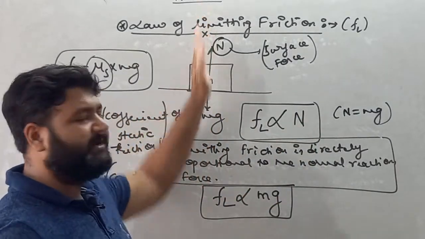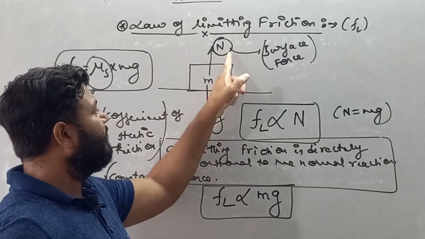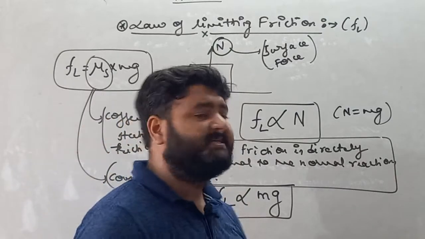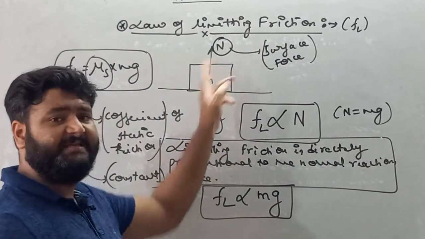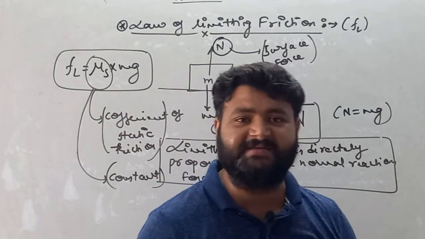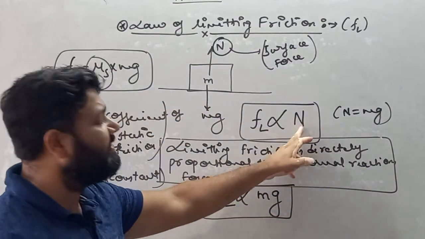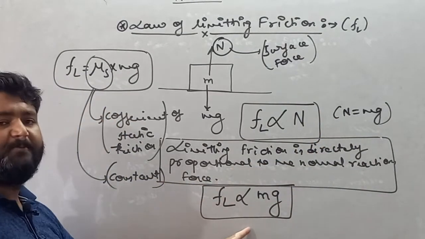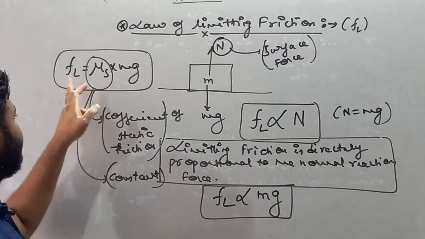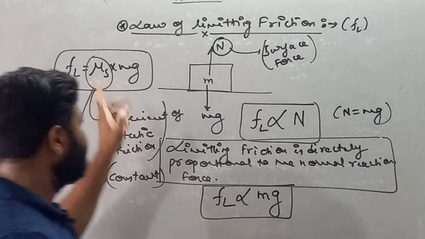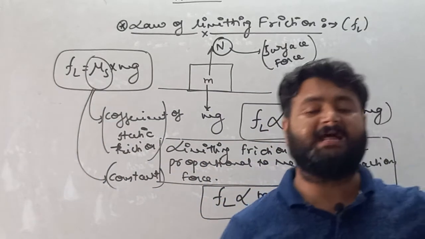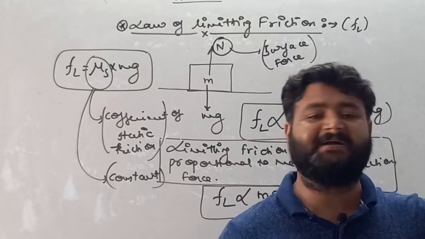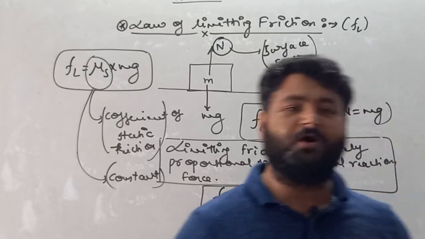Now we know that in the vertical direction two forces are there. One is normal, the other is mg. In the vertical direction motion is not taking place, hence the forces are equal, because this is the condition of equilibrium which we already discussed. So instead of N we can write mg, so FL is proportional to mg. Now for removing proportionality we have to introduce a constant, so FL equals mu s into mg. This mu s is, my dear student, the constant of proportionality. This constant is called the coefficient of static friction. So this is all about the law of limiting friction.